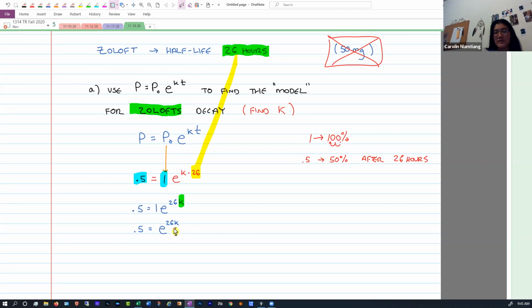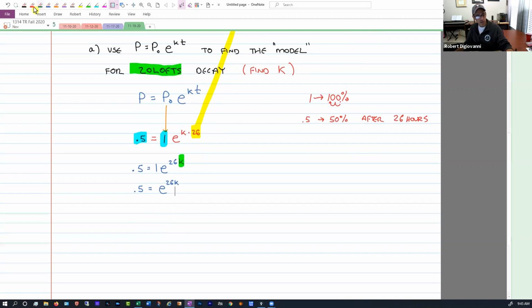Is this where we bring the natural log in? That's right. This is where we bring in the natural log. Good, Carolyn. So here what we're going to do is on the left side, we're going to take natural log of 0.5. And on the right side, we're going to do natural log of E to the 26K. The whole reason we do it is on the right side, the natural log and the E will kill each other off, which just leaves you with the 26K. And on the left side, well, you got to get your calculator out and take the natural log of 0.5. So who wants to give me that?